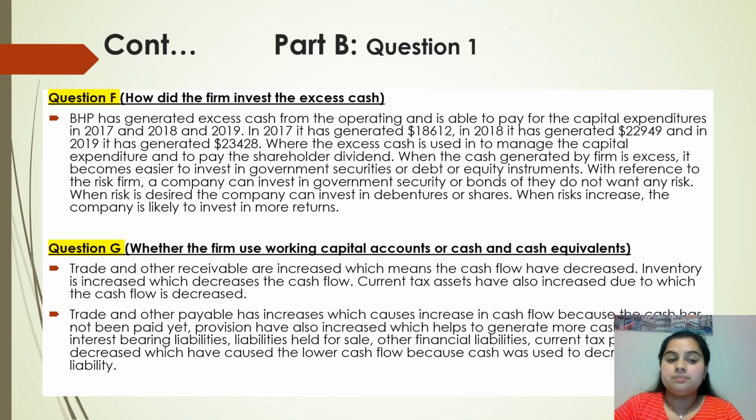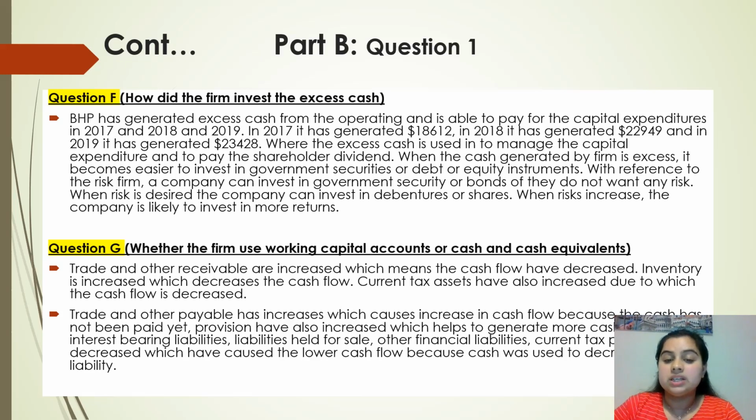Question G. It is about whether the firm used working capital accounts or cash and cash equivalents. Trade and other receivables have increased, which means the cash flow has decreased. Inventory has increased, which decreases the cash flow. Current tax assets have also increased, due to which the cash flow is decreased. Trade and other payables have increased, which causes an increase in cash flow because the cash has not been paid yet.